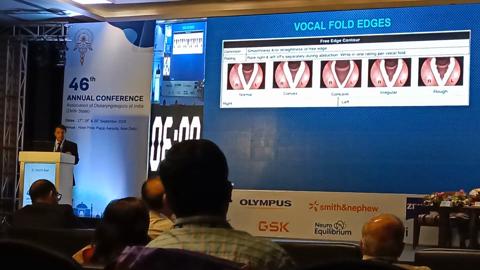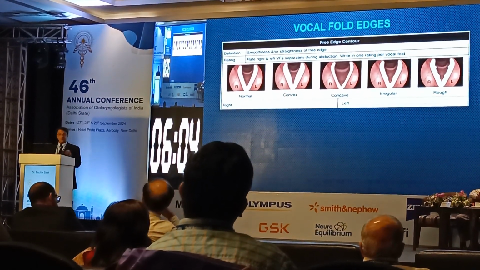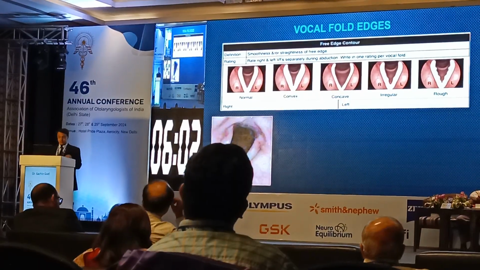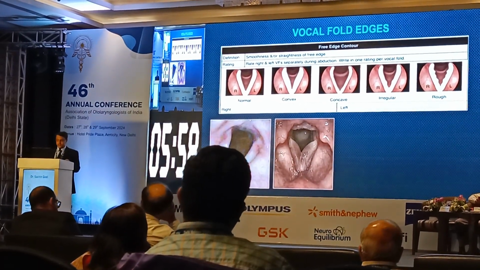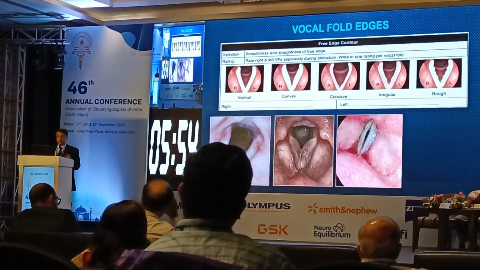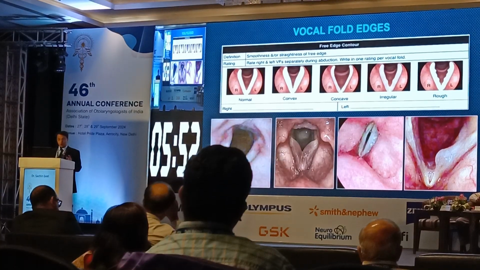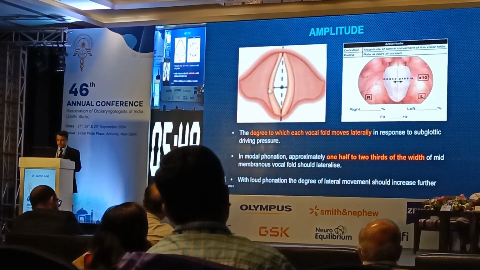The first one is the free vocal fold edge. This is studied when the cords are at full abduction, being normal in this case. They can be convex in cases of Reinke's edema. They can be concave in cases of presbyphonia or a deep sulcus, or they can be irregular in cases of vocal fold polyps or cysts.